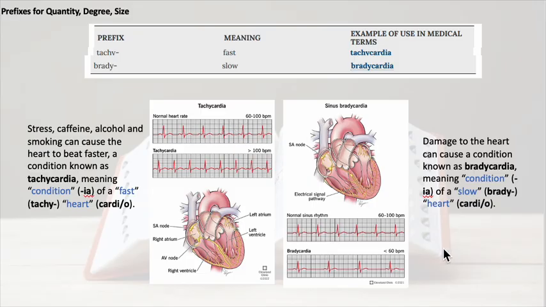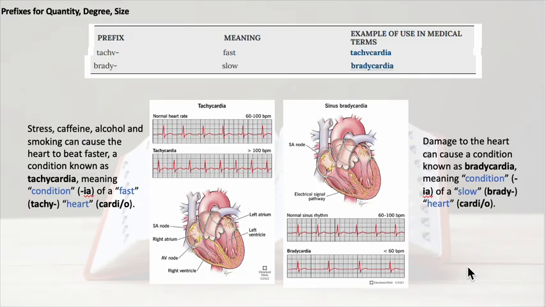On the other side, bradycardia refers to a slow heart rate. Now here we can see normal sinus rhythm, 60 to 100 beats per minute. And with bradycardia, we see a much slower heart rate, less than 60 beats per minute. Now, there can be various reasons why an individual would have a slower than normal heart rate. This can be due to issues with the heart's normal pacemaker, which is the sinoatrial node.